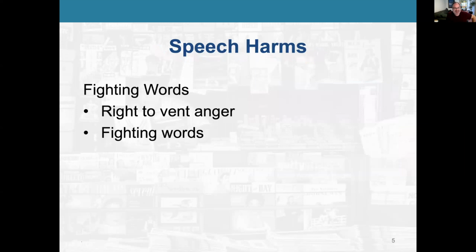Now, there is something called the right to vent anger, okay? This explains how the First Amendment protects people's right to vent, maybe blow off some steam. There's a case in the textbook, Robert Cohen, a 19-year-old who wanted to express his opposition to the Vietnam War. A lot of these cases deal with the Vietnam War. So he wears a jacket that says "Stop the war" and also "F the draft."